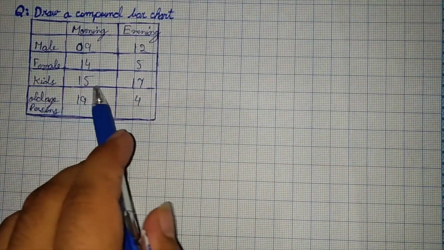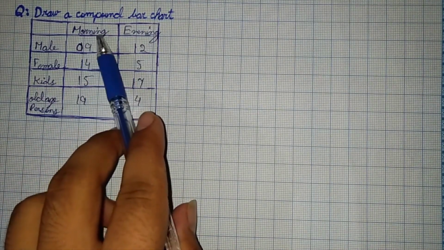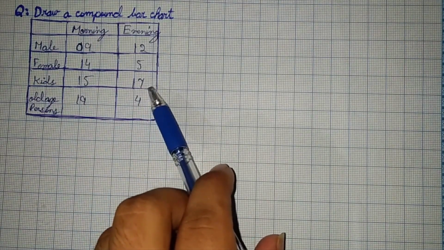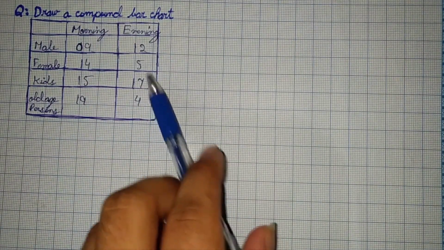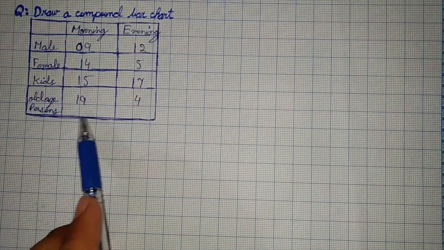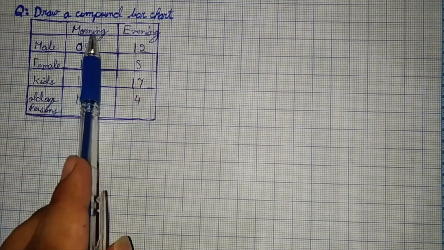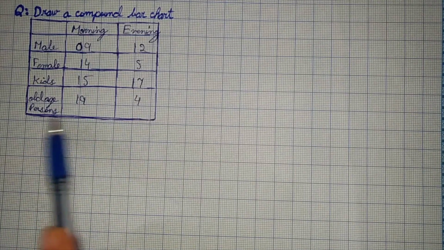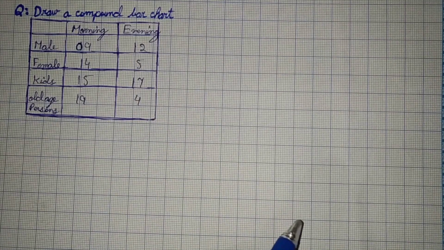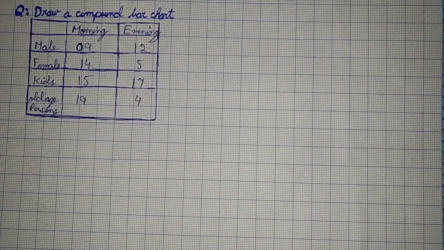There are 15 kids who used to walk in the morning, and 17 kids who used to walk in the evening. And lastly, we have 19 old age persons who used to walk in the morning, and 4 old age persons who used to walk in the evening. So we have to draw a compound bar chart.